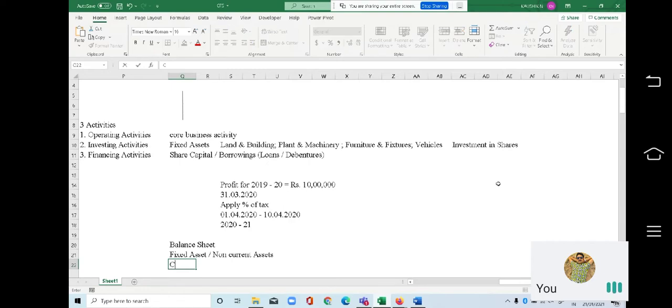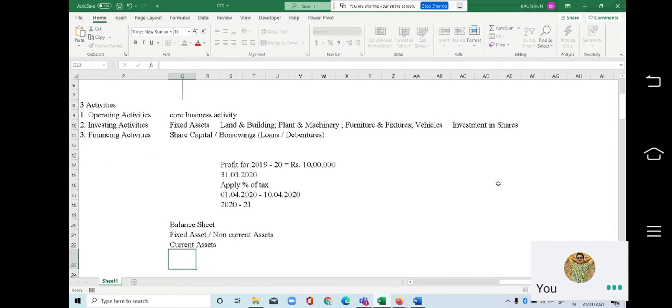The next category is current assets. So in the balance sheet, in the asset segment, you can see these two segments: fixed assets, which may be mentioned as non-current assets, and current assets. They can give you fixed assets or non-current assets. Either way, both mean one and the same. Always remember, fixed asset account is otherwise called non-current assets.